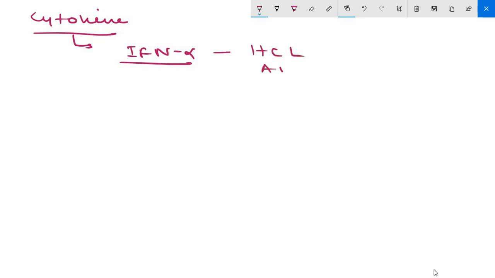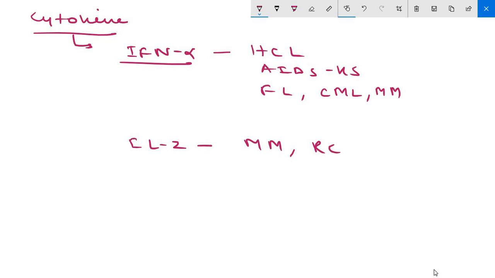Now the last one is cytokine therapy. Administration of cytokines can regulate and coordinate the behavior of the immune system. The first one is interferon alpha. It is used in the treatment of hairy cell leukemia, AIDS-related Kaposi sarcoma, follicular lymphoma, chronic myeloid leukemia and malignant melanoma. The next one is interleukin-2. It is used in the treatment of malignant melanoma and renal cell carcinoma.